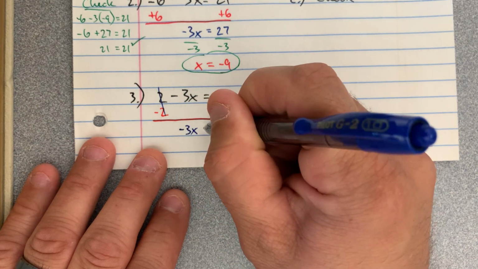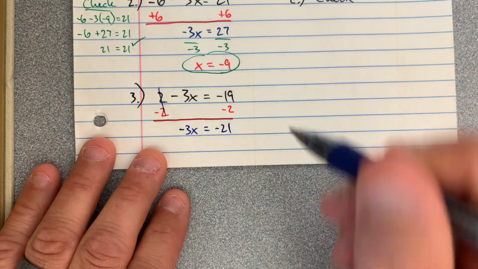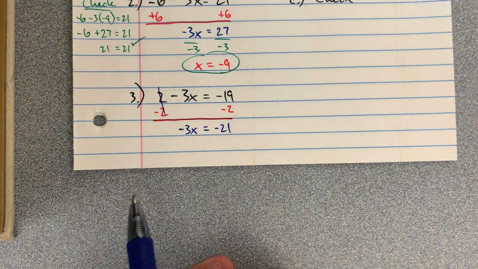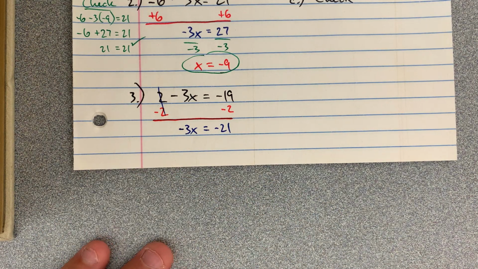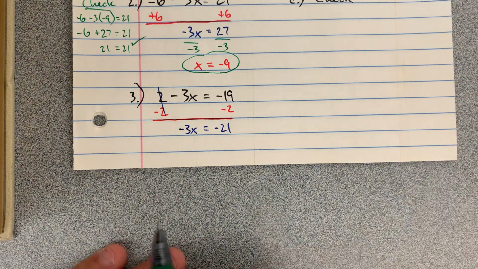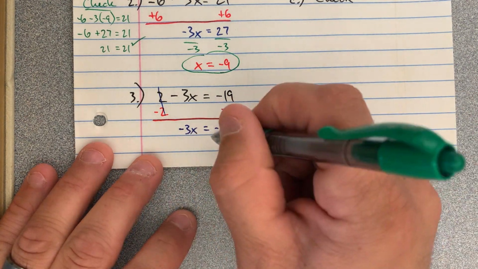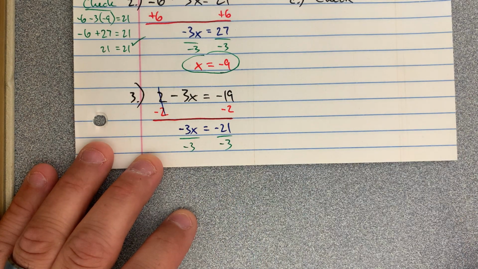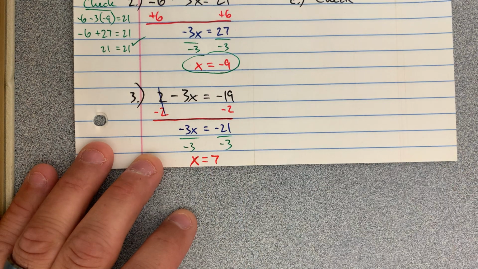So I'm left with negative 3x. Negative 19 minus 2, that is negative 21. If I make a mistake there, which is common sometimes due to the fact that it's integers, when I go back and check my answer at the end, I'll be able to see that I made a mistake somewhere, and I've got to go back and figure out what it is. So now we'll multiply or divide. I have to get x by itself, so I'm going to divide by negative 3 on both sides to get x by itself, and x equals 7.